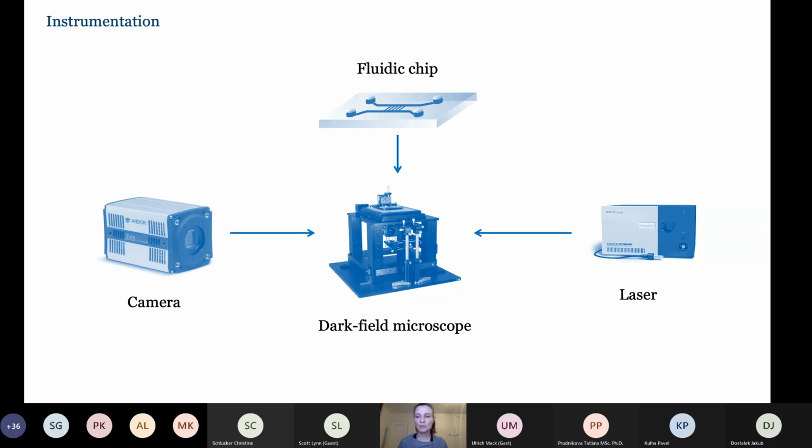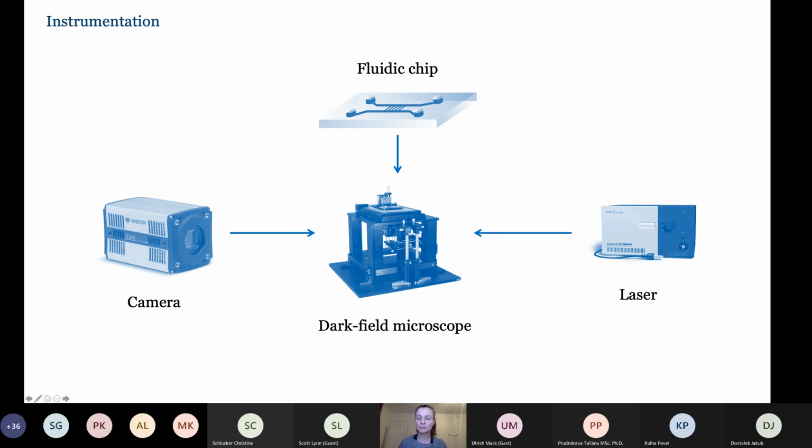So to make this happen, we use an optical microscope. In principle, it's basically a dark field microscope, which outperforms the conventional microscopes in terms of mechanical stability. The method requires a sufficiently powerful source of light. In our case, we use a supercontinuum laser, and it also requires a high-speed camera. In our case, we use a CMOS camera from Andor.